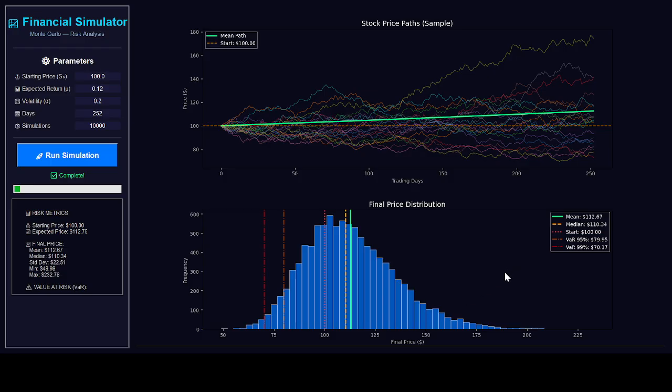So at the last, this project uses the NumPy random module for generating normally distributed market returns, array operations for vectorized calculations, and universal functions such as exponential, square root, and cumulative product for stock price modeling.